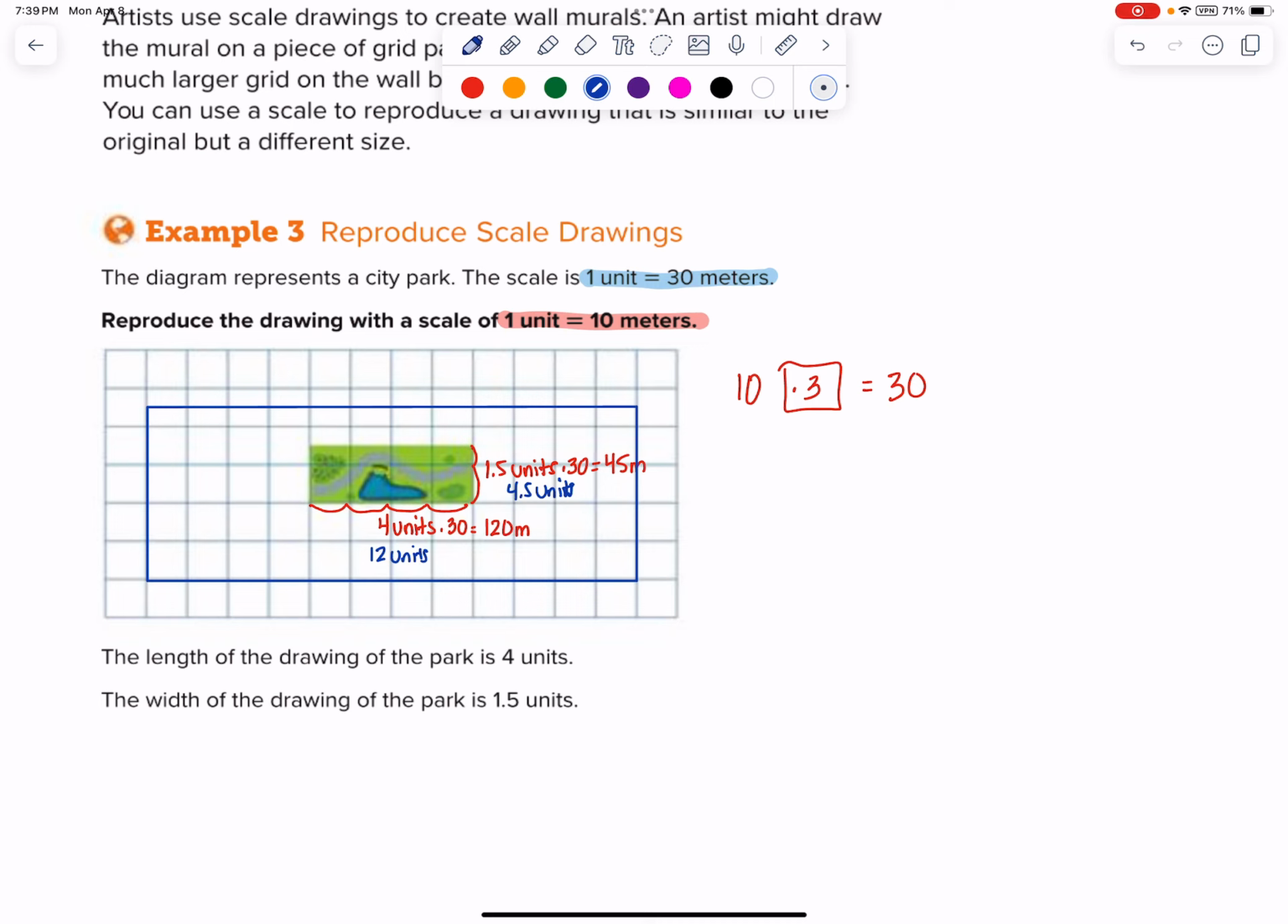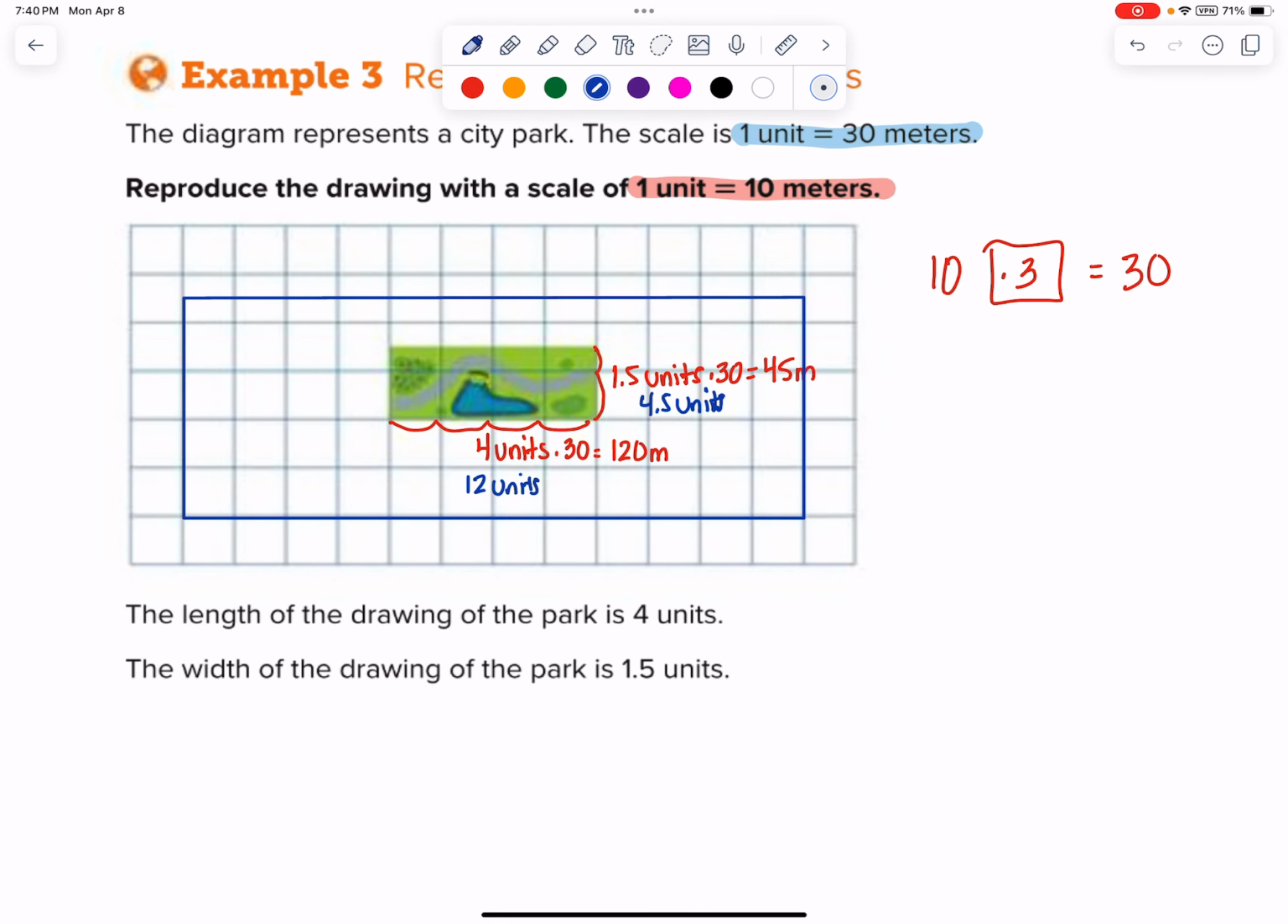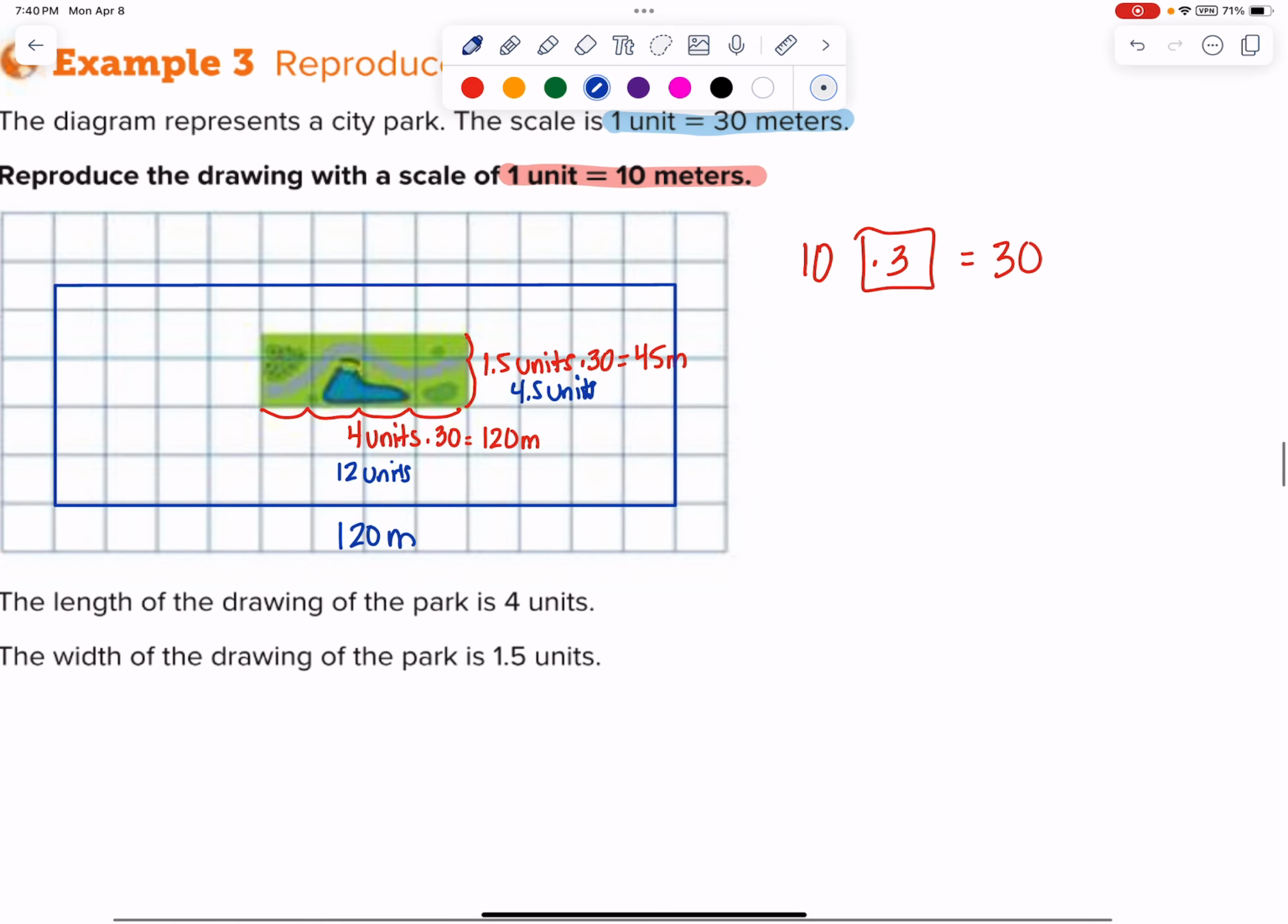We reproduced it. So 1 unit is 10 meters now instead. Okay, and so let's go ahead and look at what we created here. If 1 unit is 10 meters, then what do we have? Well, now we have 120 meters here, and we have 10 times 4.5, and we have 45 meters. So you can see we still have the 120 meters and we still have the 45 meters.